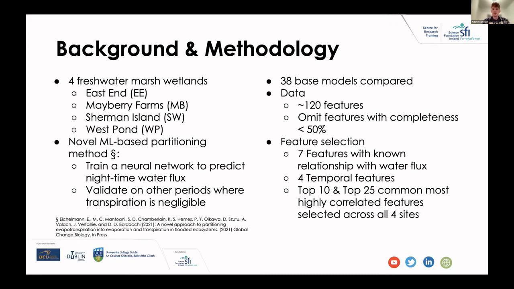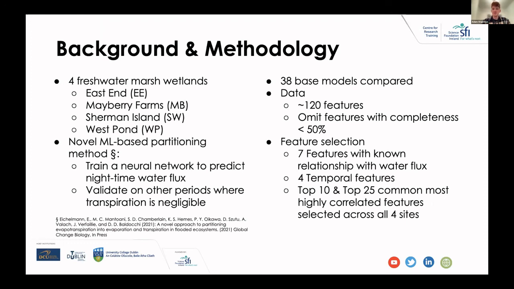So the main contribution of this work is to expand the number of base models being compared and to expand the features that are being used to improve the performance of each of the models. Just to touch on the data that we're looking at, it's eddy covariance data from towers at each of the sites. So we have approximately 120 features, and I'll use the term feature interchangeably with variable.